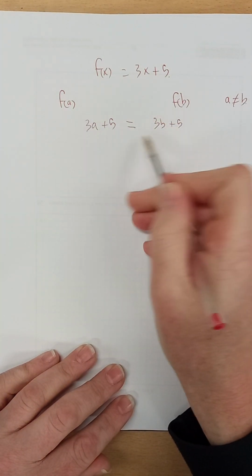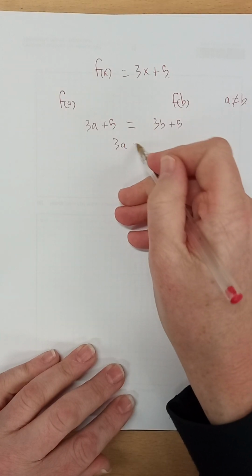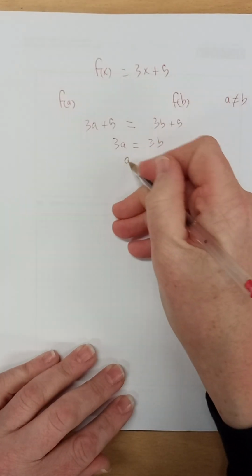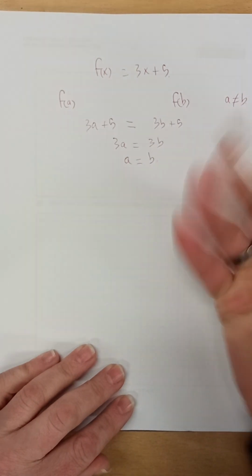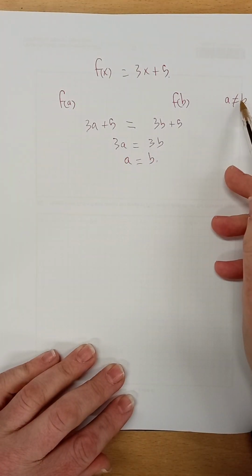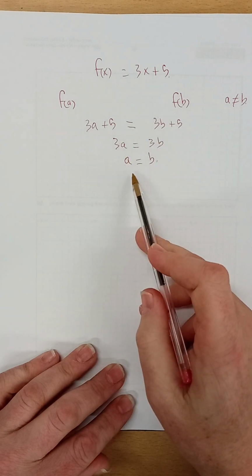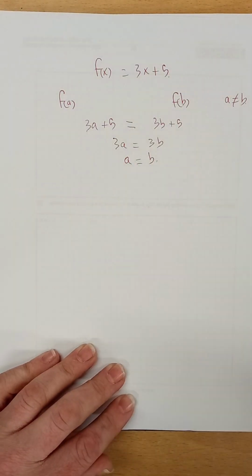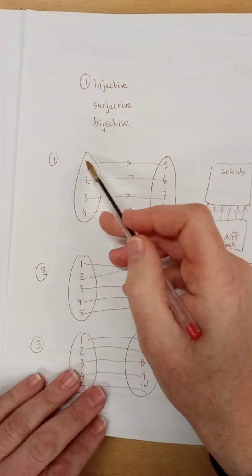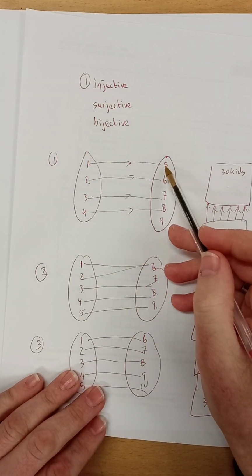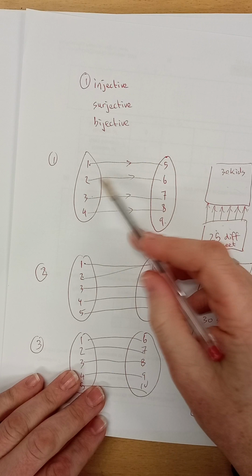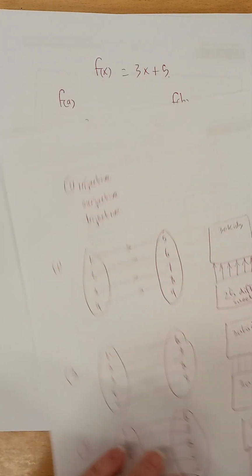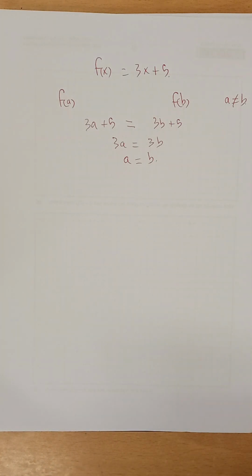So let's subtract 5 on both sides, and let's divide both sides by 3. So there's my contradiction. I said they weren't the same, but if it's an injective function, those two numbers would have to be the same, because there's no way of having two different numbers generating the same output in an injective function. They'd have to be the same number in order to generate the same output. Okay, so there's a nice little trick for doing that.